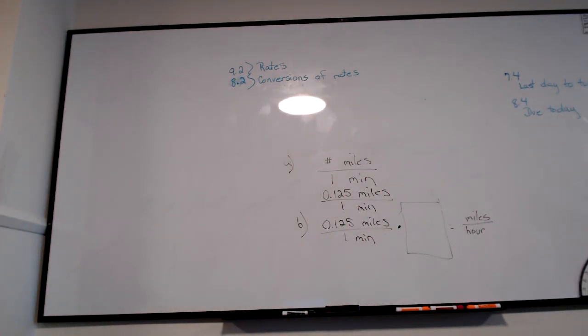I have A and B. Yeah, so if we know that 0.125 miles per minute, what would we do? We would just times it by 60. Tell me why. Well, if there's 60 minutes in an hour, and 0.125 is 1 minute, well, we times that by 60. Times 60. Don't ask me, I want you to be convinced that's correct.